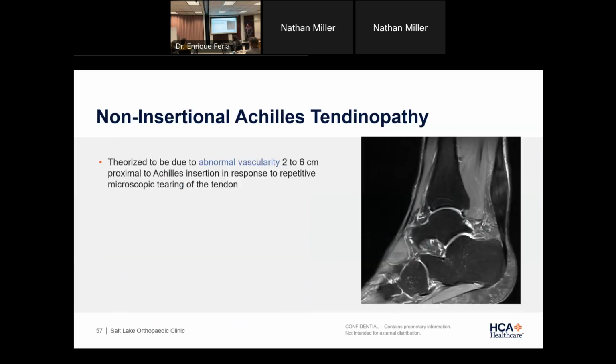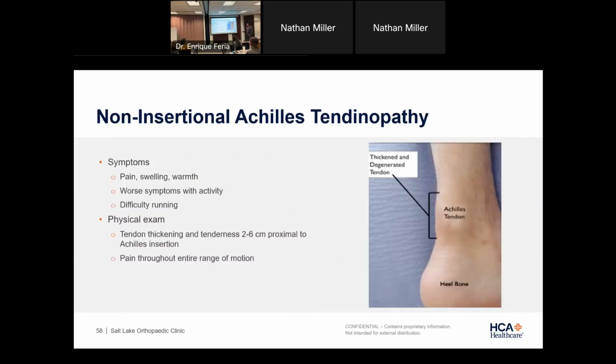Non-insertional Achilles degeneration, again, is the same thing as the insertional variety. It just happens a little bit higher up. It's thought to be due to poor blood flow in that region of your Achilles. Similar symptoms: you'll have pain and swelling, it's just a little higher up. And again, on exam, you'll notice thickening of the tendon and pain at that particular location.